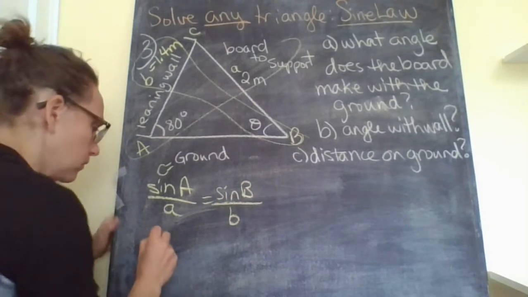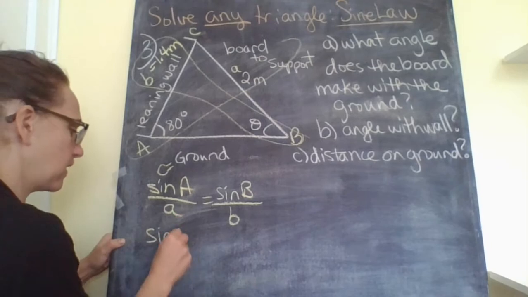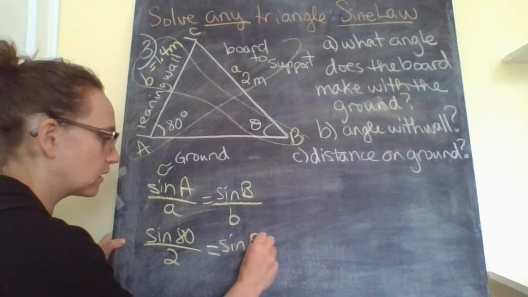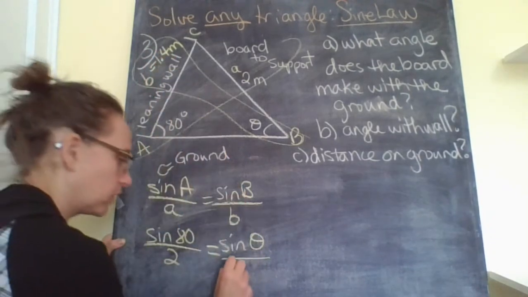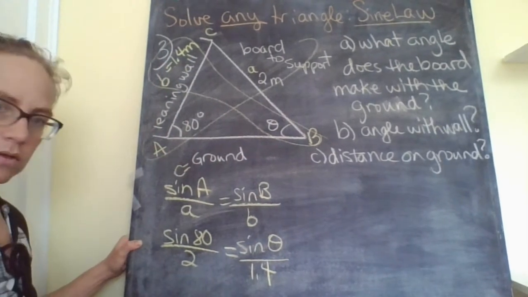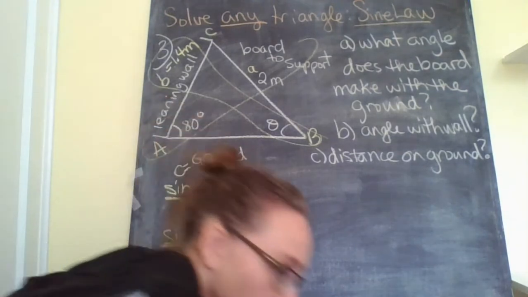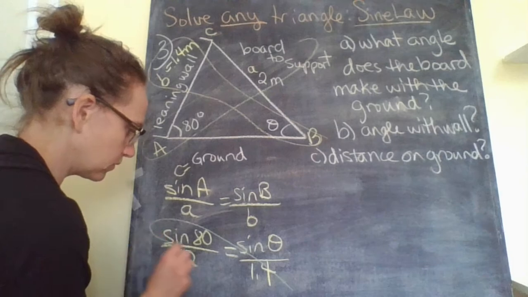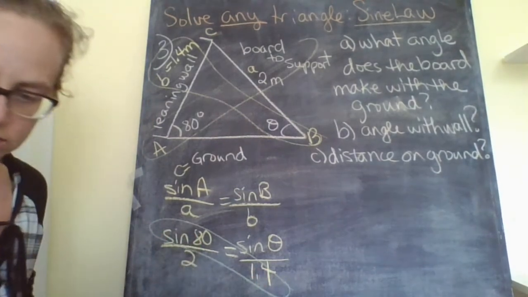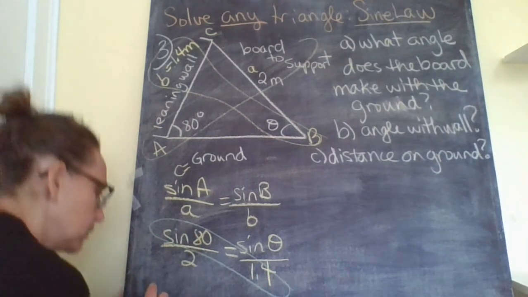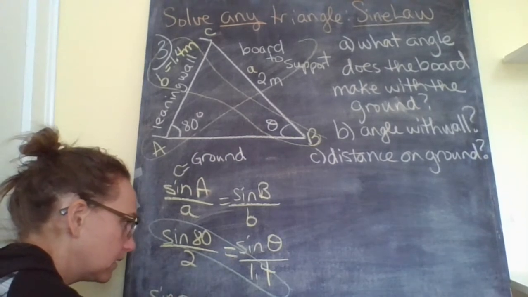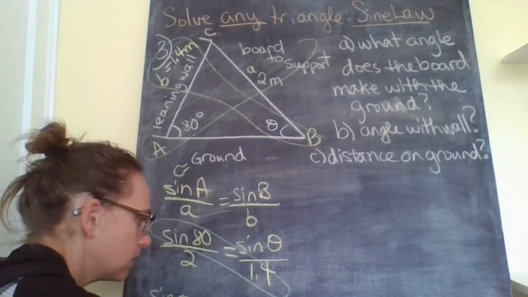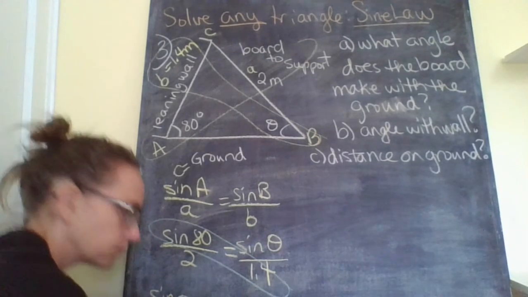Pop in what we know. So I've got sine of 80 over 2 equals sine of the angle I don't know over 1.4. Well, we're good. We know enough. We can cross multiply, right? So those are the ones that have both numbers. So I'm going to multiply those together. So I've got sine angle is 1.4 times sine 80, all divided by 2.